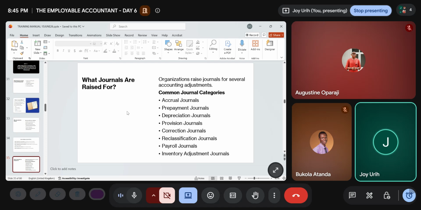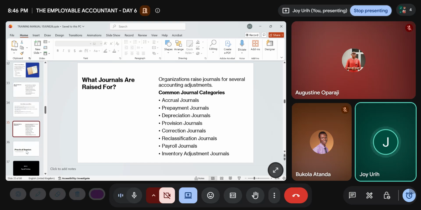Yes, payment in advance. Accrual is just in arrears. So the next one is depreciation journals. You want to pass in your depreciation. We have provision journals, we have corrections journals. When you have an error in your books and you want to correct it, you correct that through a journal. Reclassification journal, probably you wrongly classify an expense, you want to reclassify it, you do that through a journal. We have payroll journals, inventory adjustment journals. So these are what journals are raised for.